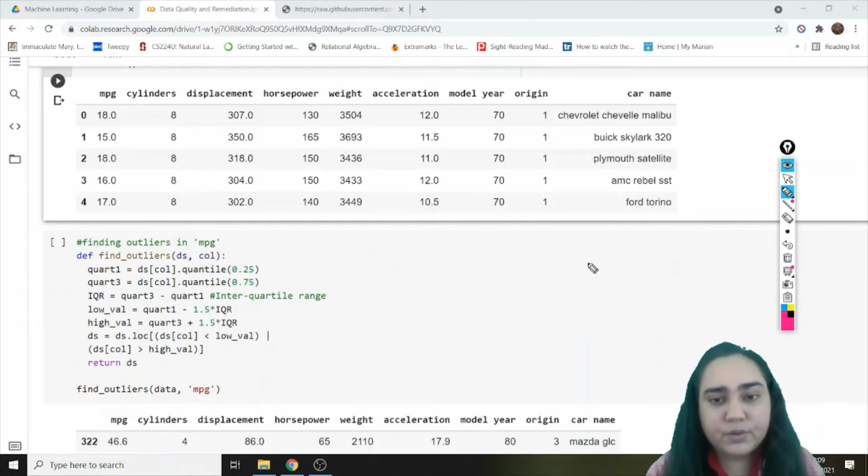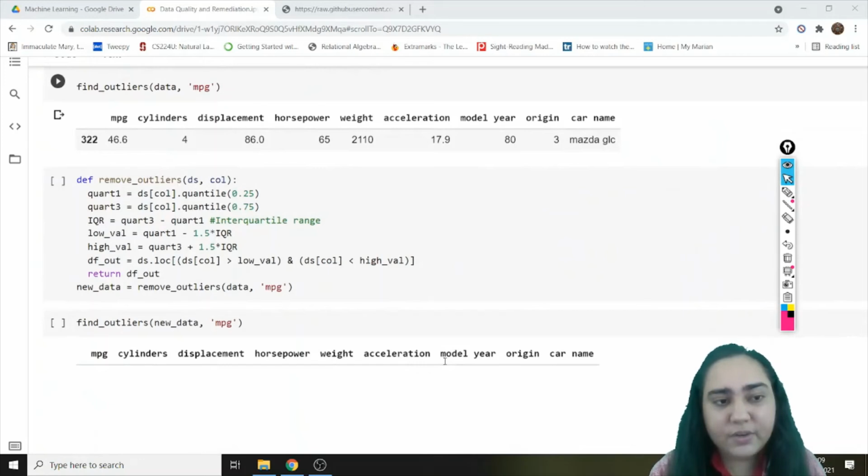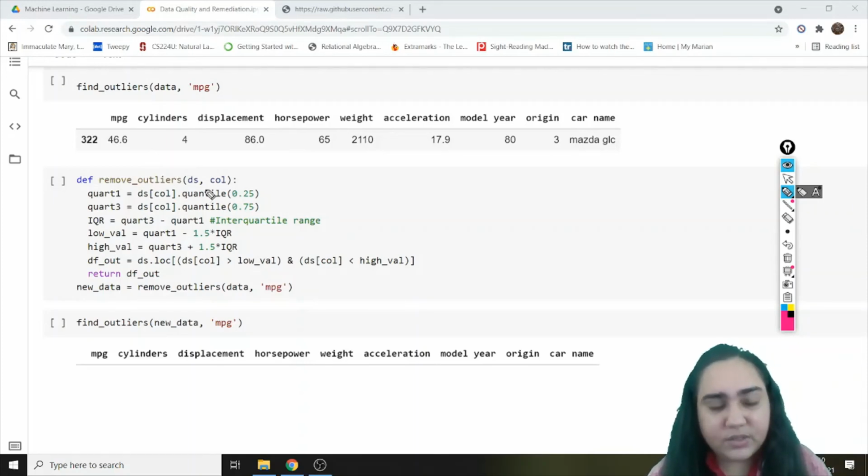Now let's talk about removing outliers, okay? So this was just finding the outliers. Let's see how you can remove the outliers. So here I have another function with which you can remove outliers. So this function is pretty much the same as we saw in the previous function. We are finding the quartile 1 and quartile 3. Then next we are finding the IQR, which is the interquartile range. Then we are finding the low and high values, which are quartile 1 minus 1.5 times IQR, and the high value is quartile 3 plus 1.5 times IQR.